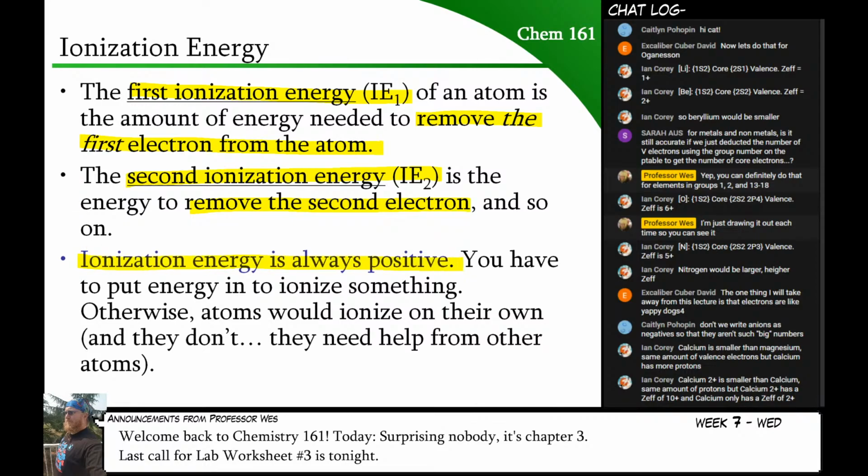Ionization energy is always positive. Otherwise, ions would form spontaneously on their own. All matter would exist as an ion. So therefore, you must have to put in some energy in order to remove electrons from a nucleus.